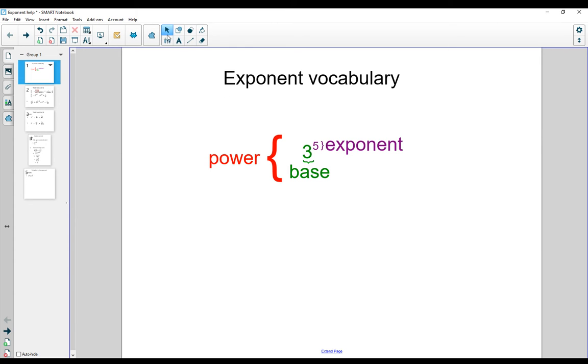What this means is we have 3, our base, times 3 times 3 times 3 times 3. So our base is multiplied by itself 5 times, the number of times being the exponent.